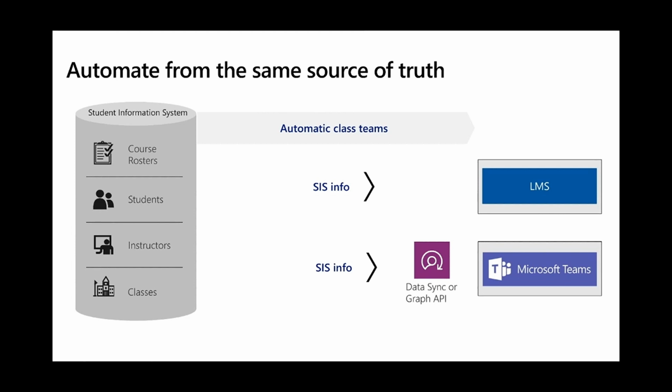So first and foremost, we have School Data Sync. That is a free resource that can work with your IT team to actually roster your classes just like you would an LMS. So it would match with your student information system and pull the course rosters, students, instructors, make sure they're mapped together. And it would create a class team that your professor or teacher could go into and build out the way they need to before they actually publish it for all the students to actively participate in that team space.